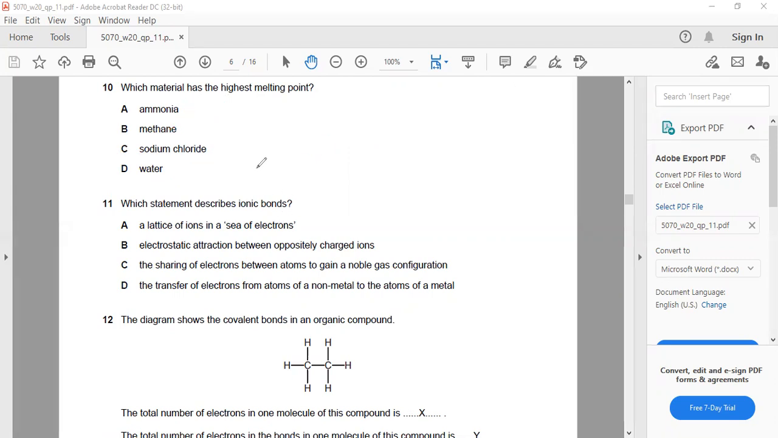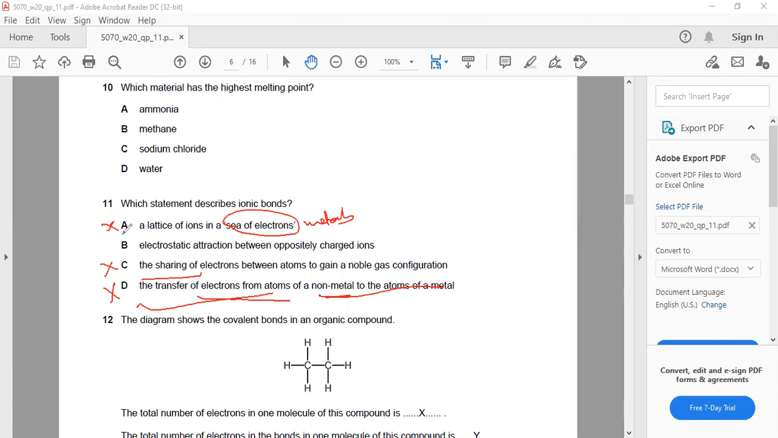Okay. Which statement describes ionic bond? Transfer of electrons is for metals. So with transfer of electrons, "from non-metal to metal" is absolutely wrong. Transfer of electrons up to here is correct, but it is from metal to non-metal. So D is wrong. It's never sharing of electrons. Ionic bond is transfer of electrons.